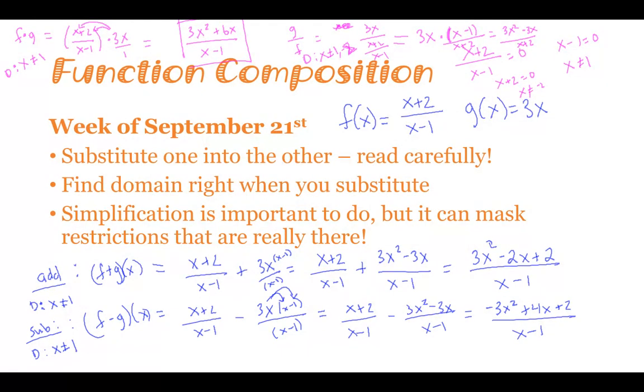I'm going to do composition. Let's say I want to do f of g. So I'm going to substitute g into this. So I'm going to have 3x plus 2, so anywhere I see x, over 3x minus 1. Right here, my restriction, well, the denominator can't be equal to 0. X cannot equal 1/3. And then, if I go to simplify this now, there's not really much I can do.